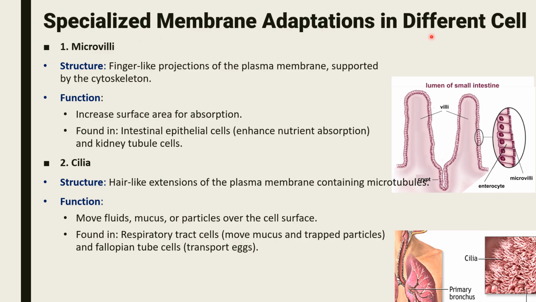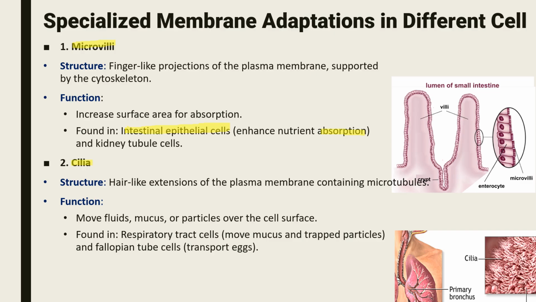Specialized membrane adaptations in different cells, also known as specialized organelles. These are things which are specialized, which are not in all cells. The first and main thing is microvilli, finger-like projections of the plasma membrane supported by the cytoskeleton. They increase surface area for absorption, found in intestinal epithelial cells in the small intestine. They are mainly involved in enhanced nutrient absorption. Remember, the microvilli do the nutrient absorption because of the high surface area.